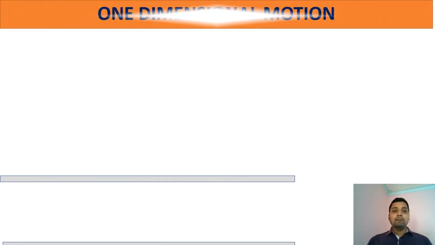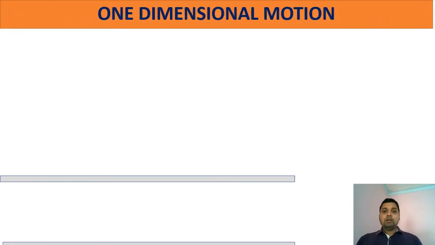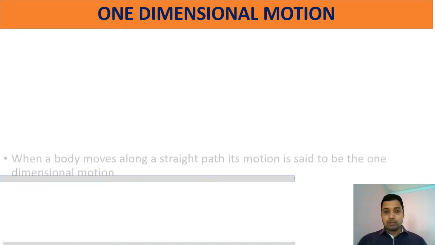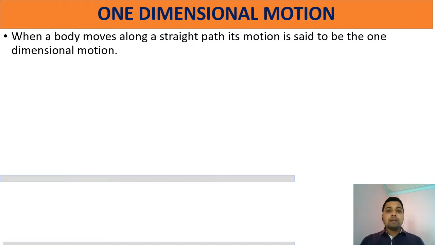Next, one-dimensional motion. Motion can be shown by a graph which has three coordinates, x, y and z. But when a body is moving in one direction, that is one-dimensional motion. When a body moves along a straight path, in a straight line, that is one-dimensional motion, one directional motion, only one direction, either east, west, south, north, up, down, anywhere. If it is going in one specific direction, that is one-dimensional motion.